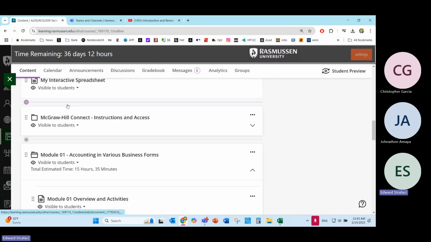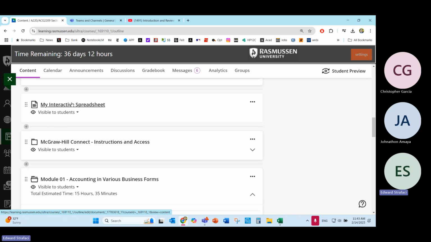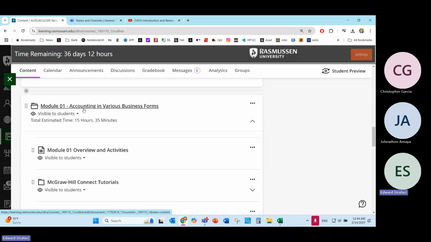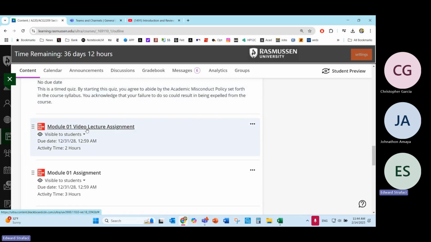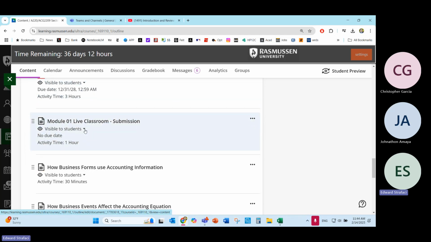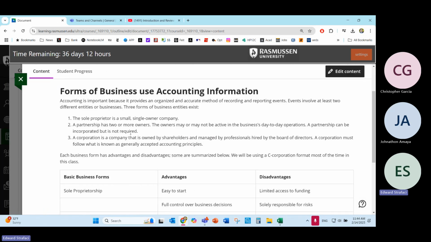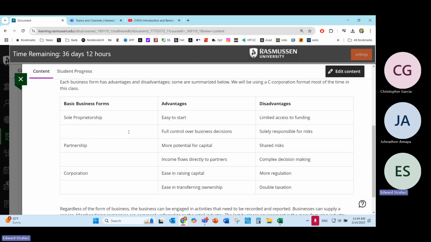Terrific. So now you can watch the third one on your own, and you have the interactive spreadsheet. And again, we're going to make the code word spreadsheet. Now, the rest of this stuff you're probably pretty familiar with at this point, but the one thing I did want to touch on is business forms. Business forms are different ways we could set up our business.